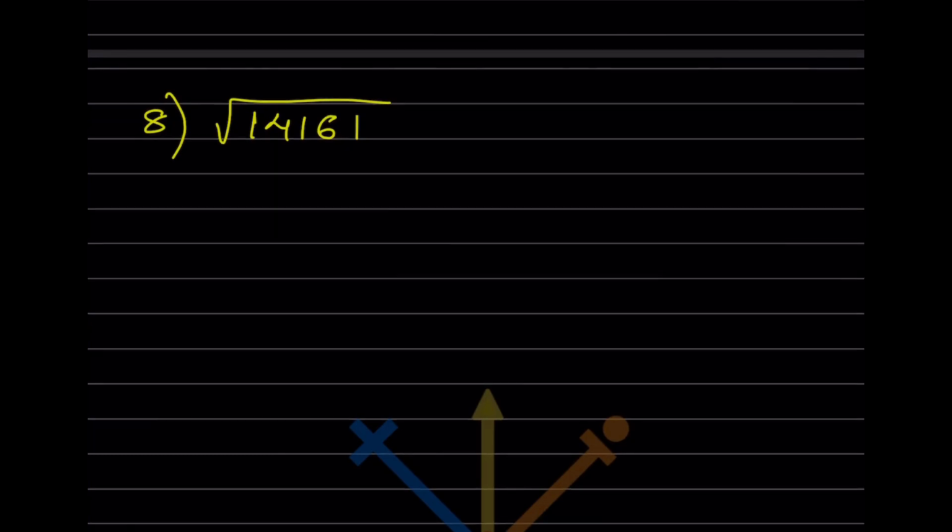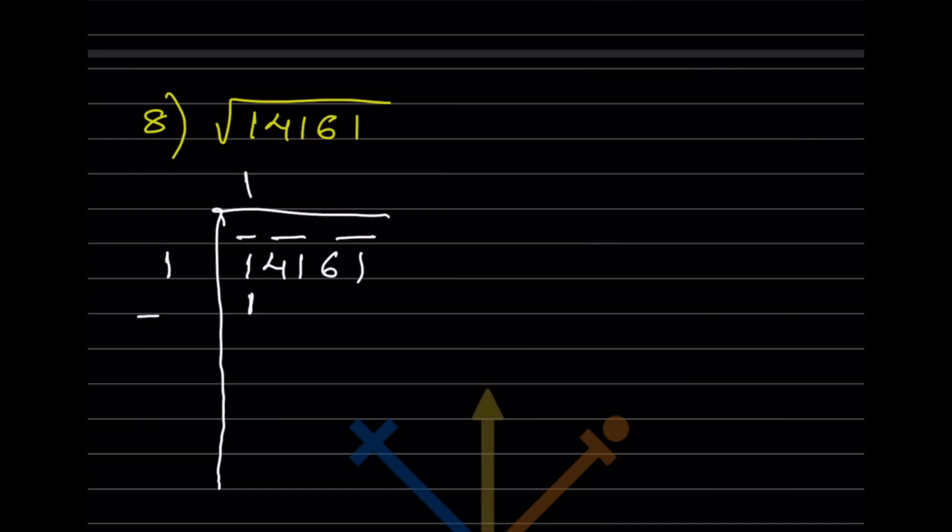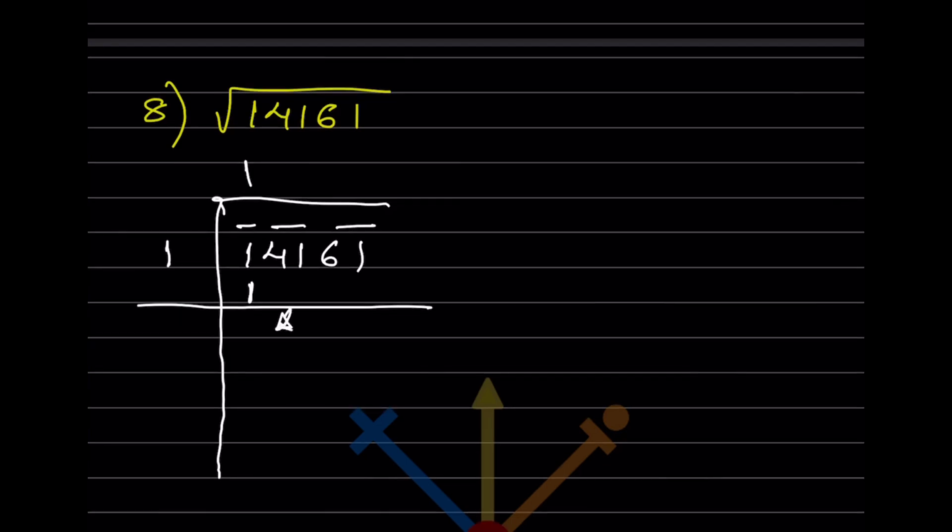Now let us look at this one. You will divide it into pairs. Now, if it is 1, that is very easy. So, 1 times 1 will be 1 because this is a single number. So now 1 minus 1 will be 0. So now again, what are you going to do? You are going to take 41. Let us see how it is going to work. And this is 1 plus 1 is 2.